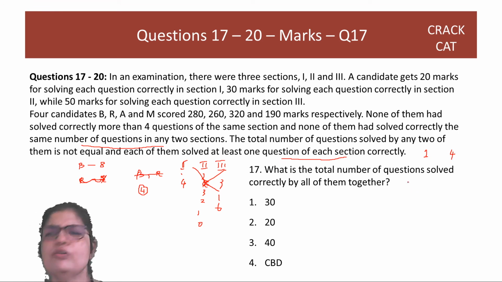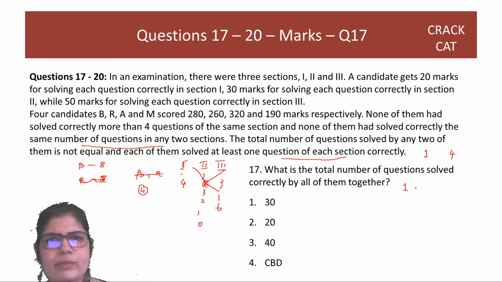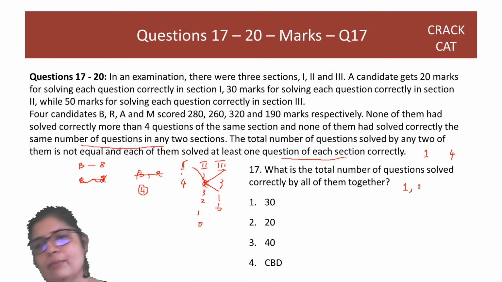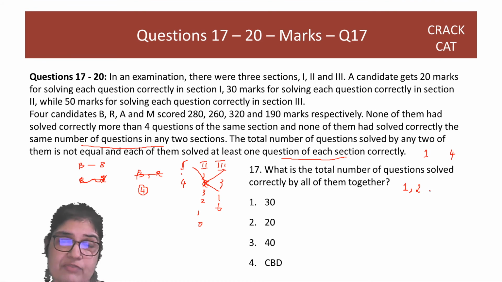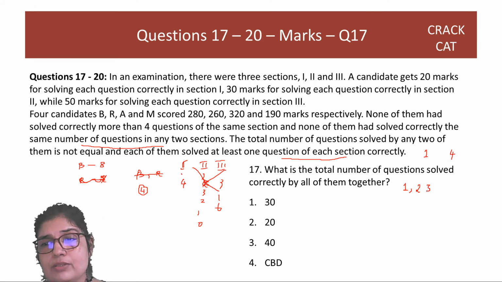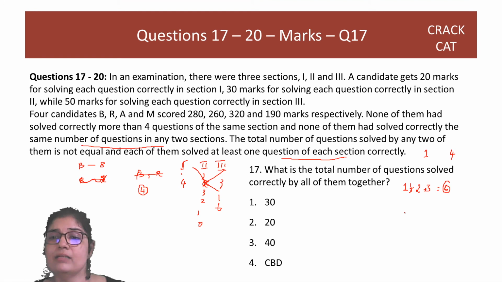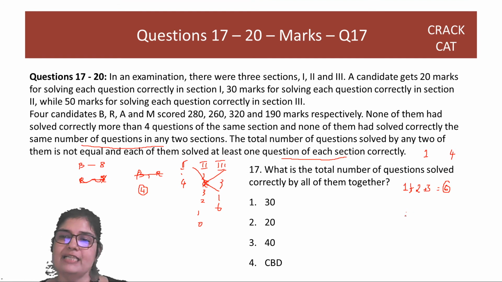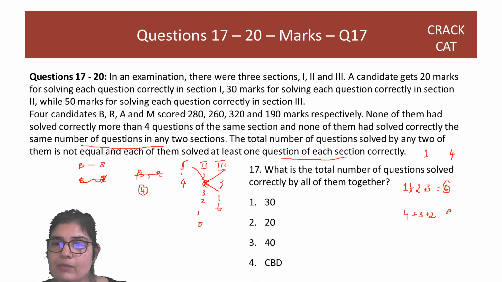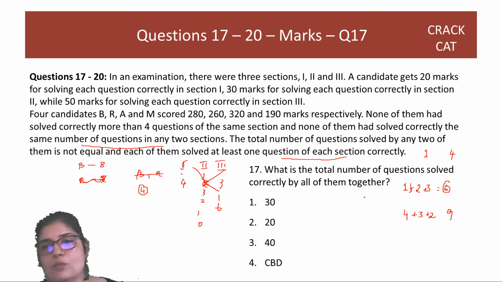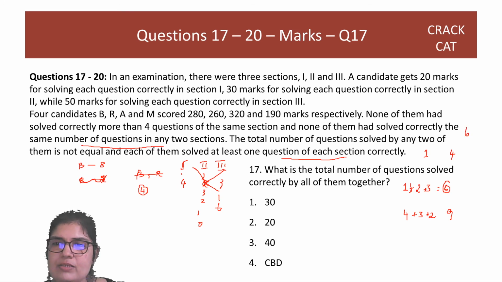So what will be the minimum number of questions solved in a section? In one section 1 question, in some other section 2 questions because it has to be different, and in the third section it has to be 3 questions. So 1 plus 2 plus 3, 6 is the minimum number of questions solved by anybody. Okay. Now if I see the maximum, it will be 4 in one section. In another section it cannot be 4, so 3 in the second and 2. So the maximum number of questions solved is 9. So minimum is 6, maximum is 9.